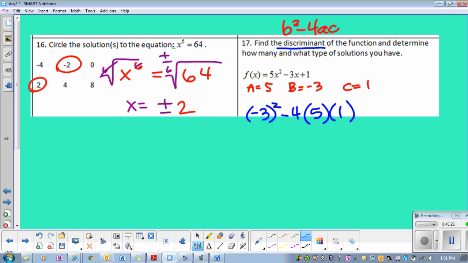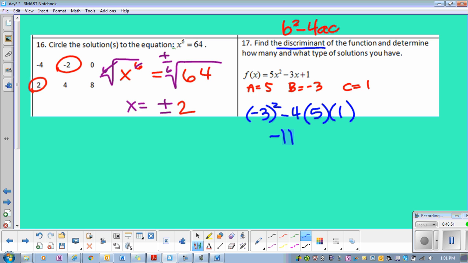Do you see how I put parentheses around the b? You have to. Because if you do parentheses -3 squared versus not putting parentheses there, you're going to get two different answers. Okay? And we need this to always be positive. So what is this? Did I do it right?